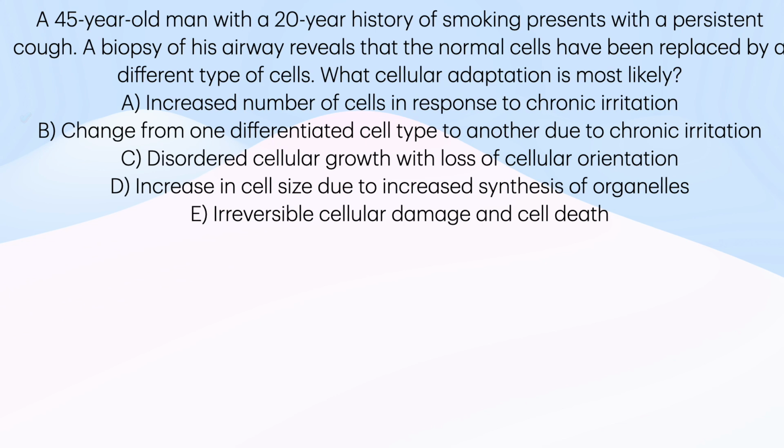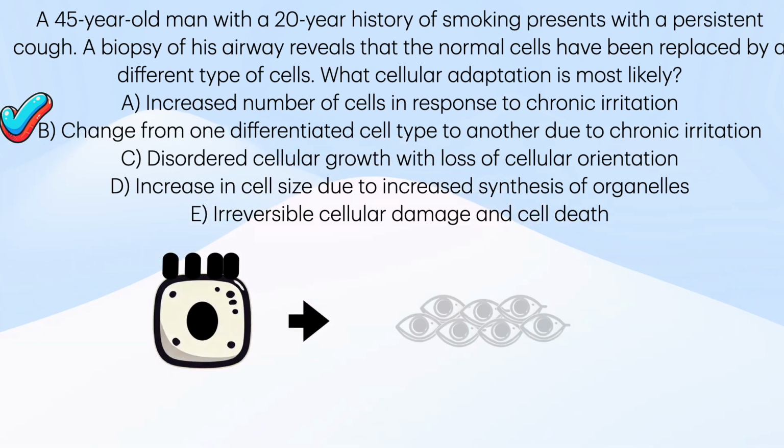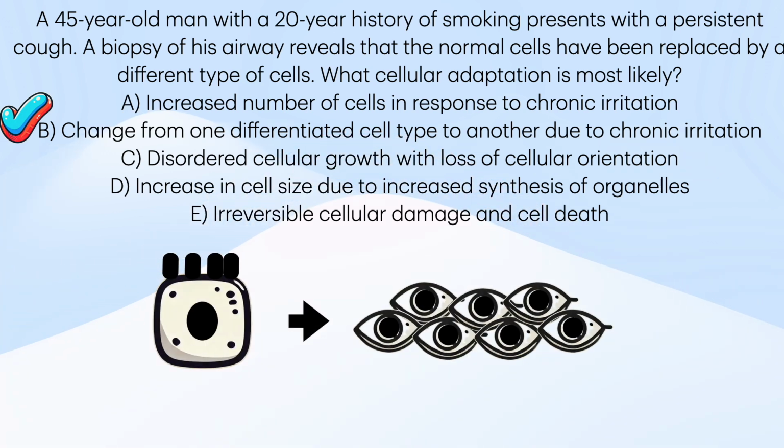The correct answer is B. Change from one differentiated cell type to another due to chronic irritation. This is metaplasia, where the normal ciliated cells in the airway are replaced by squamous cells as a defense against a chronic irritation caused by smoking.